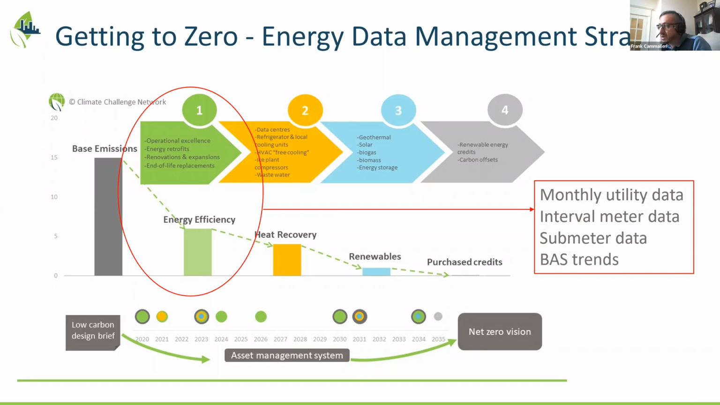But what's really critical, and how this relates to today's webinar, is that you start off with the monthly utility data, then there's interval meter data at the mains, then there's submeter data, and then we get along with BAS trends. Again, just setting the tone for this and why this is important before we get into things. We'll get into the details of each of these topics in more detail to follow.